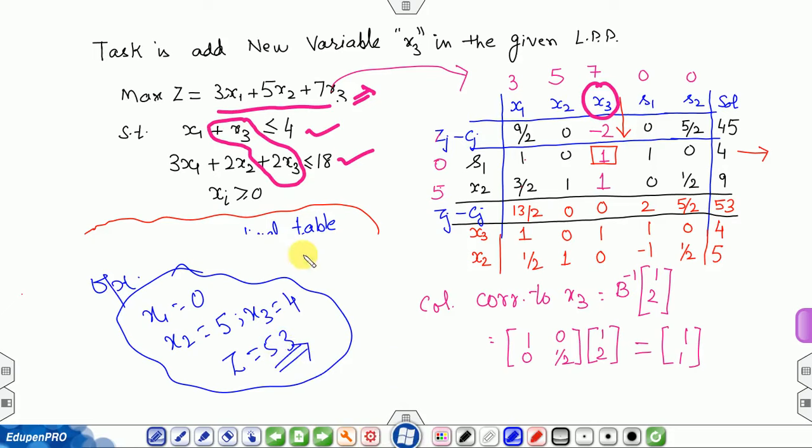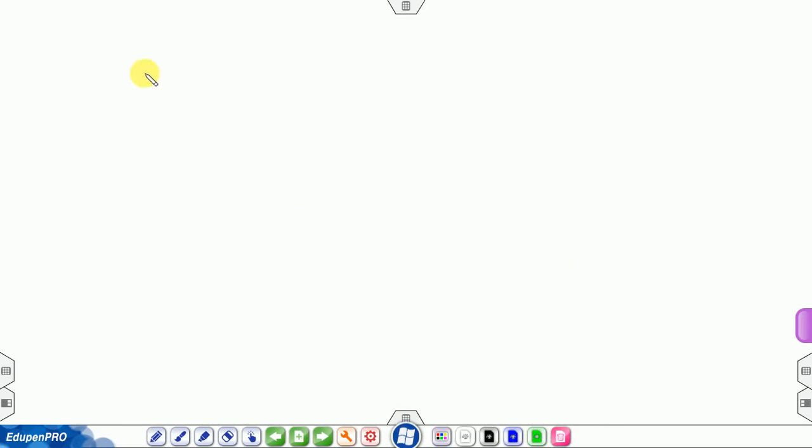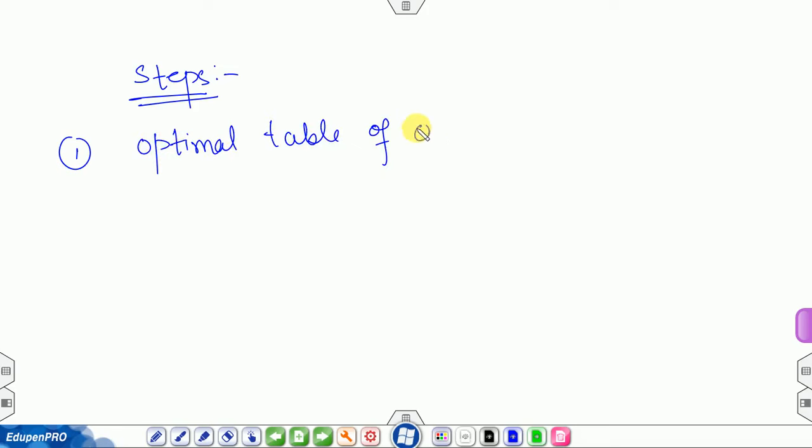Okay, so this is the way to calculate the impact of adding new variables into the LPP. Let me recall this, it's very simple. What are the steps? Always remember, this is one of the simplest types. Firstly, formulate the optimal table of the original LPP. Always remember, this is for the original LPP, not for any other LPP.